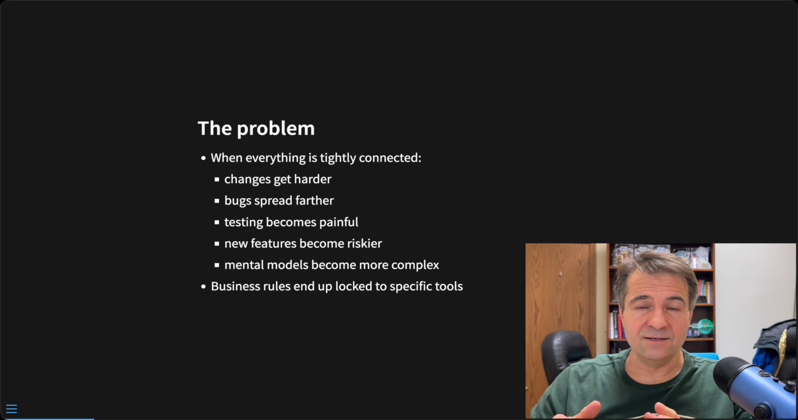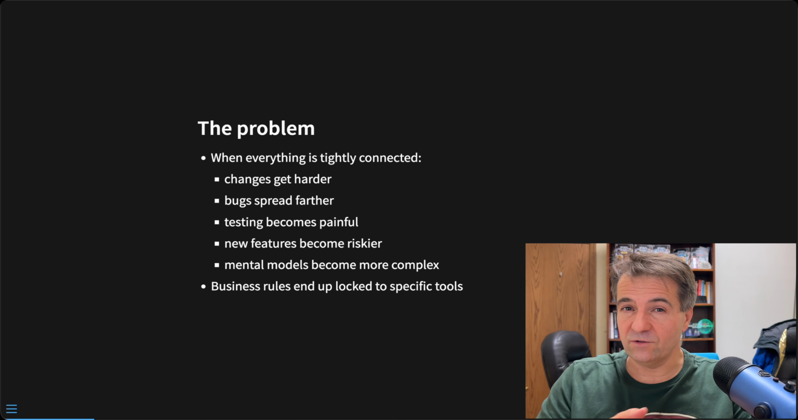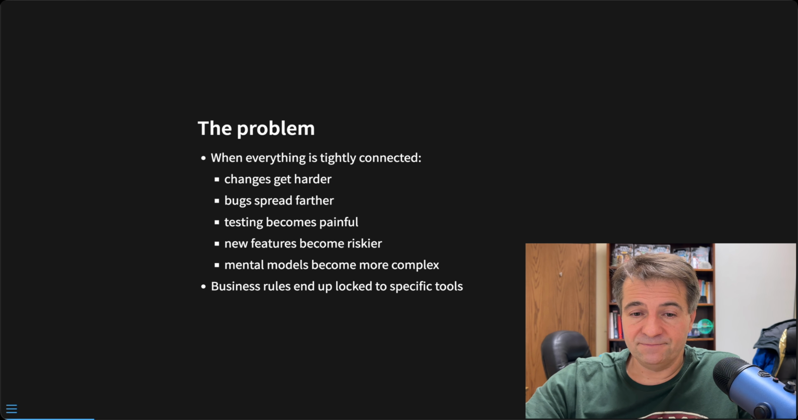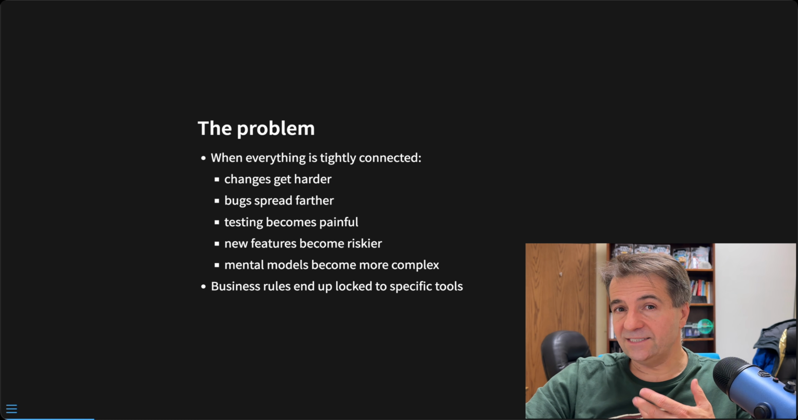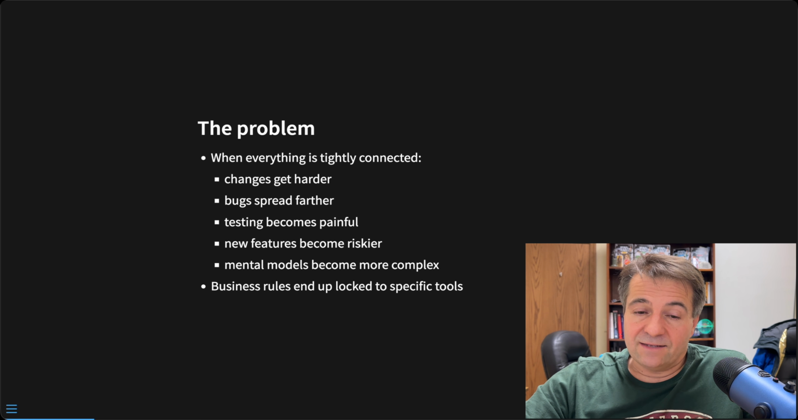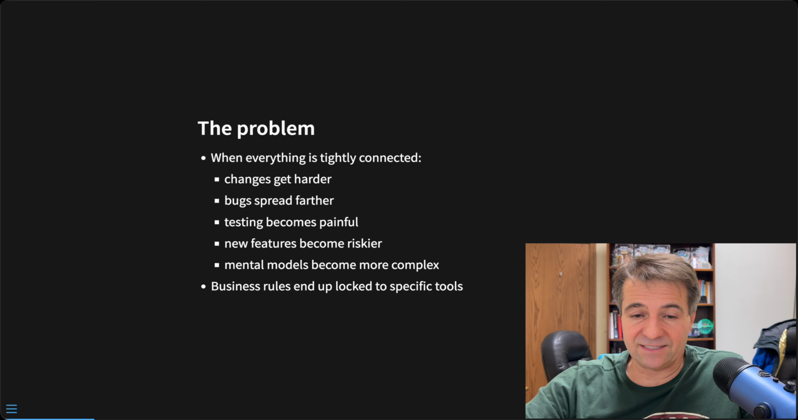You can run hundreds of tests within less than a second, versus if you need to involve databases, it becomes substantially slower. So we can do these tests in memory, and we're going to talk about that when we look at the repository pattern and the unit of work. So testing becomes painful, new features become riskier because now you're changing stuff and it can break stuff in unexpected ways. Mental models become more complex.